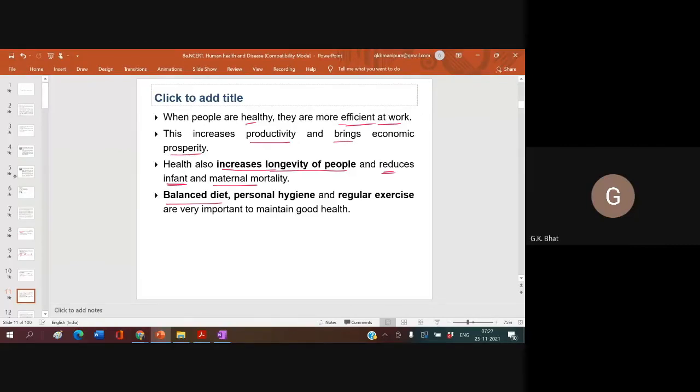Balanced diet, personal hygiene, and regular exercise are very important to maintain good health. Whatever you want to forget, you forget. I don't mind. But please don't forget these sentences for your own welfare, for your own good. You should have a balanced diet, personal hygiene, and regular exercise. These are very, very important to maintain good health.